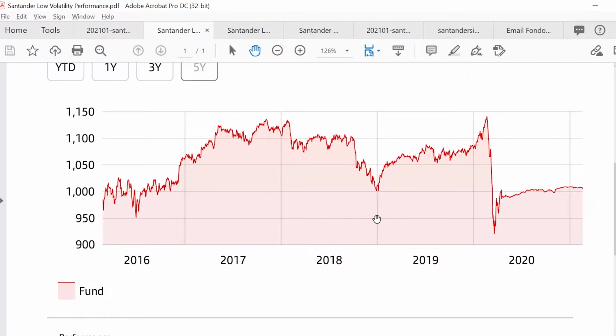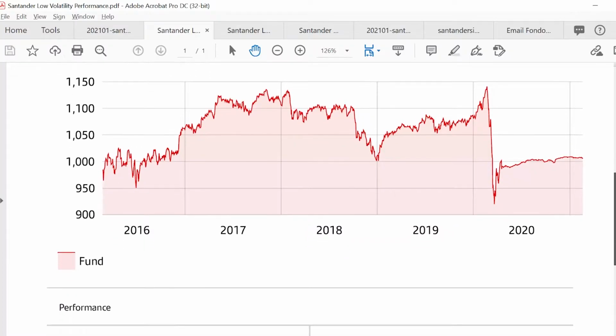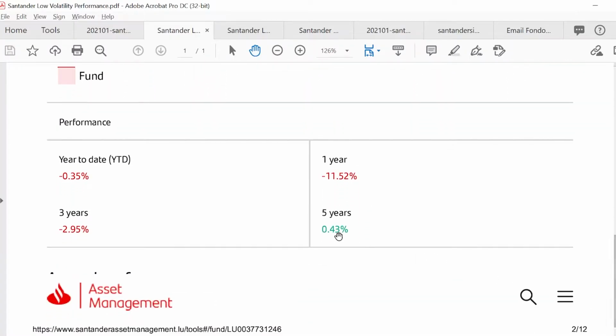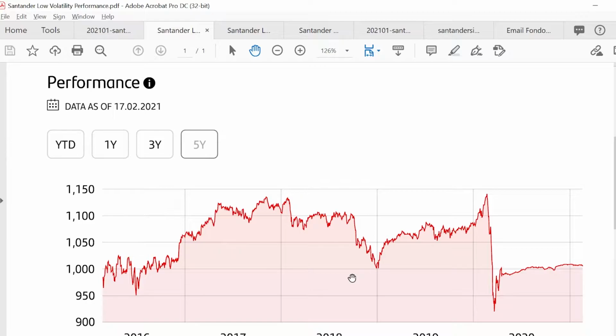If you see here, the 5-year return in capital appreciation of this fund has been 0.43, so the full 5 years. So if you put $100, you end up 5 years later with $100.43, nothing. But you have to focus on interests mainly when you invest in bonds. So if you're investing in a fund like this, which invests in fixed income, you're not expecting to make too much of a capital appreciation.